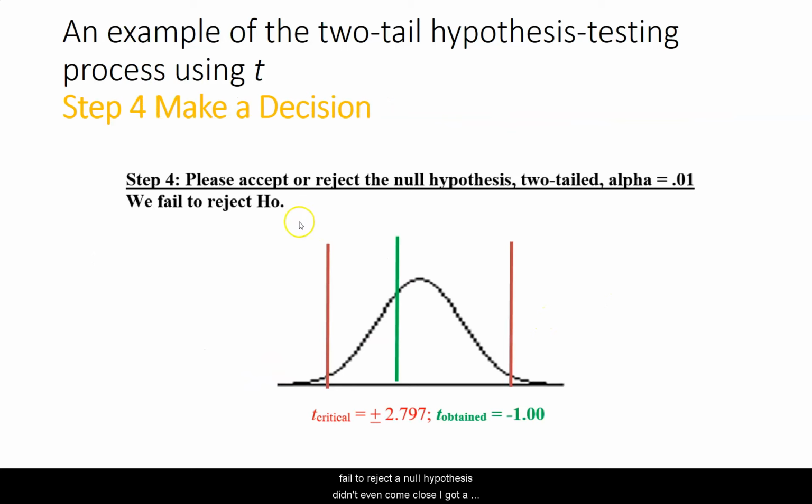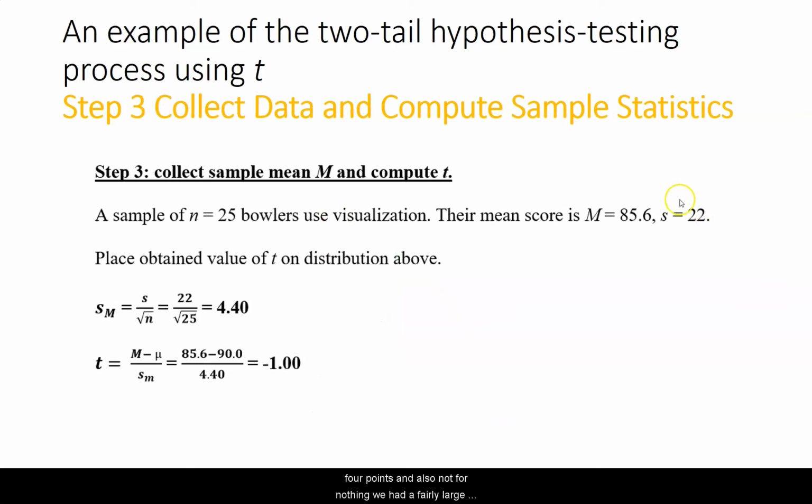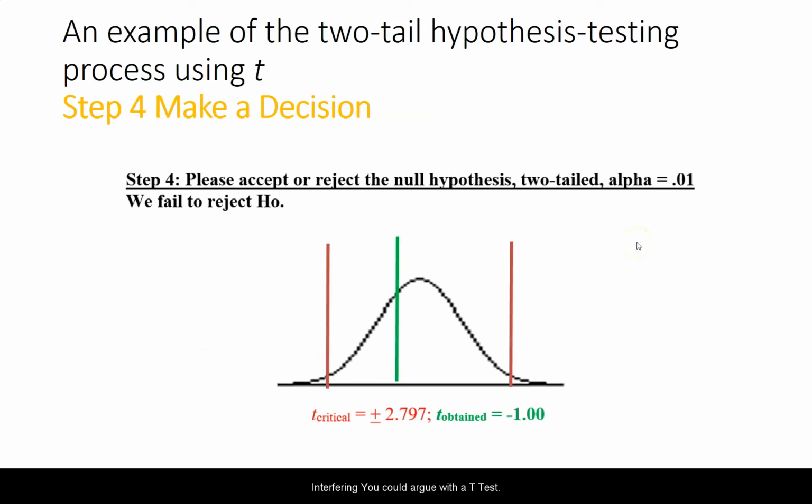Well, in this case, I failed to reject the null hypothesis. Didn't even come close. I got a t obtained of negative 1. So in that case, I failed to reject. It's a no-brainer. There's really nothing to concentrate on here. What contributed to this? I had a weak effect of only 4.4 points, and also, not for nothing, we had a fairly large standard deviation, which didn't help. That blew up the estimated standard error, which interfered, you could argue, with the t-test.